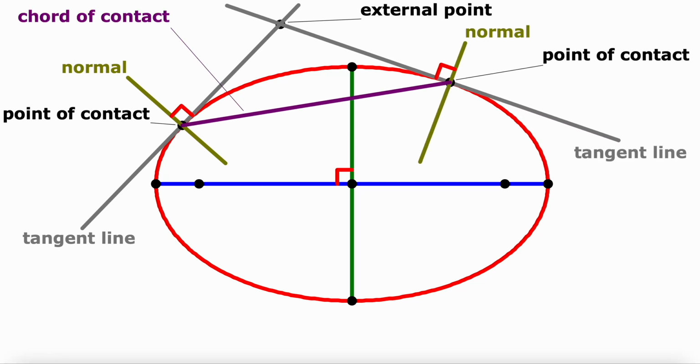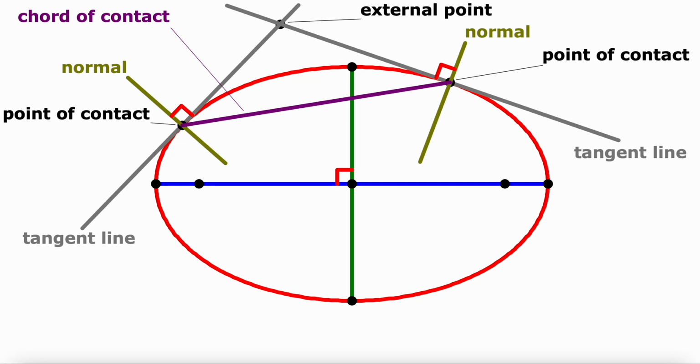An external point is a point that lies outside the ellipse. Given an external point, we can draw only 2 tangent lines to the ellipse from it. A tangent line is a line that touches an ellipse at exactly 1 point. Unlike secant lines, tangent lines never cross the ellipse. We can draw infinitely many tangent lines to an ellipse. However, from an external point, we can draw only 2 tangent lines to it.